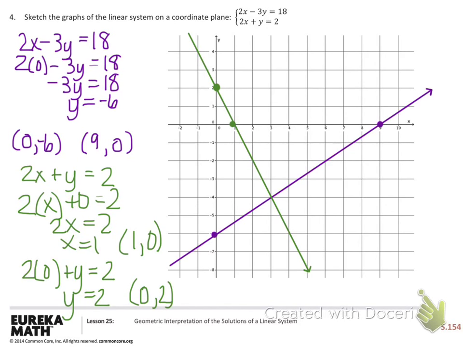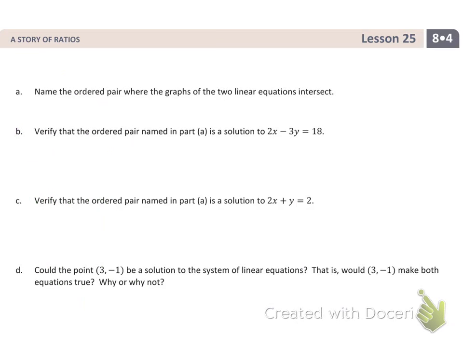Okay, and it looks like we have a point of intersection coming up there, and it looks like it is at the point 3, negative 4. That would be our point of intersection. All right, so we want to verify that it's a solution to both of these equations. I'm going to do that quickly.